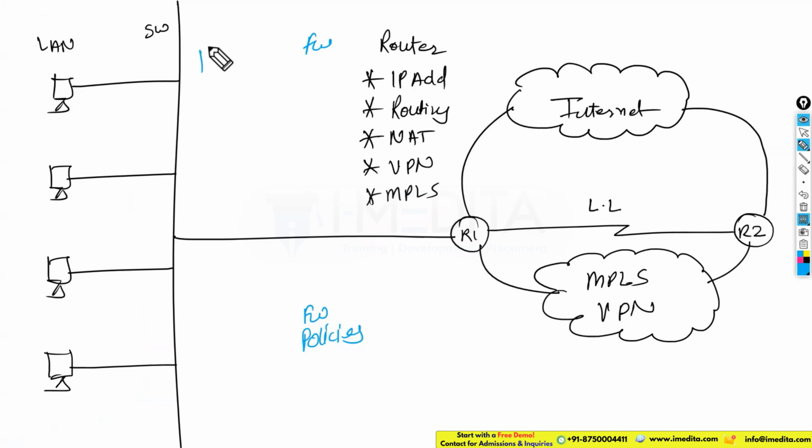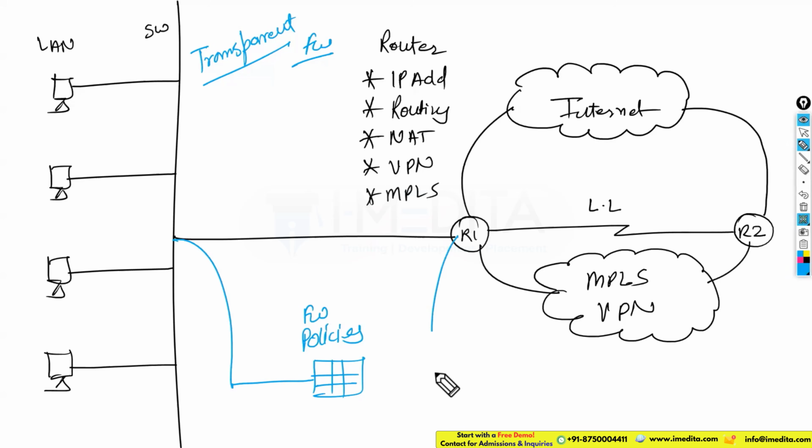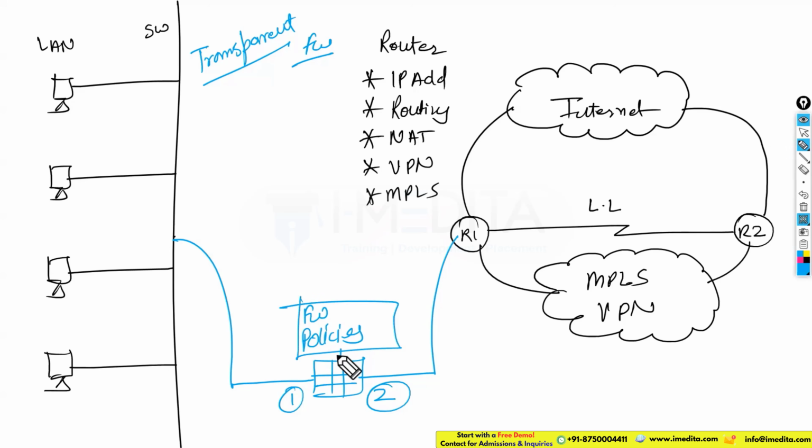To do so, we will use here transparent firewall. Transparent firewall is configured between LAN and gateway. Between LAN and gateway. Then gateway connectivity with LAN is removed. Now traffic will go via firewall using port number 1 and port number 2. At this firewall, we have configured policies. So with the help of transparent firewall, we can deploy firewall policy without changing network.